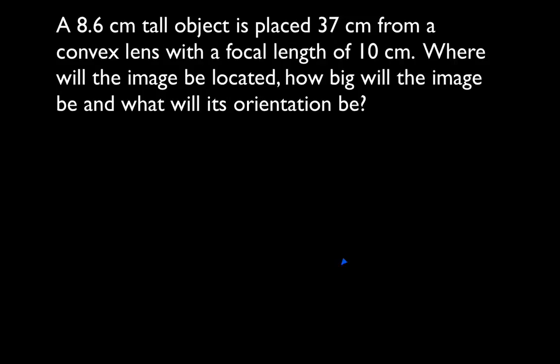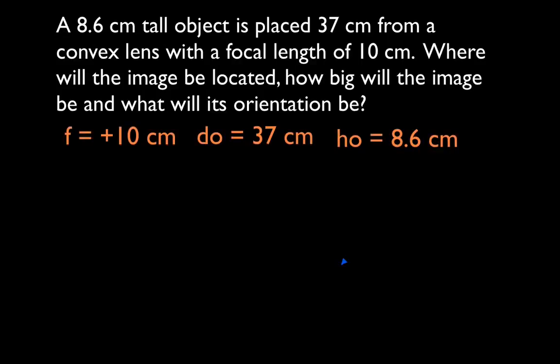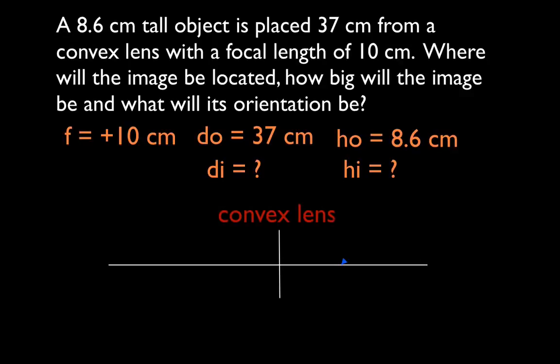Now, the first thing your teachers always tell you, which I think is a good idea, is to write all the information down. We know the focal length is 10 centimeters. It's a convex lens, so it has a positive focal length. That's important to remember because concave lenses have a negative focal length, but this is positive because it's a convex lens, so I put down plus 10. The object distance is 37, and the object height is 8.6 centimeters, and we want to find the image distance and the image height.